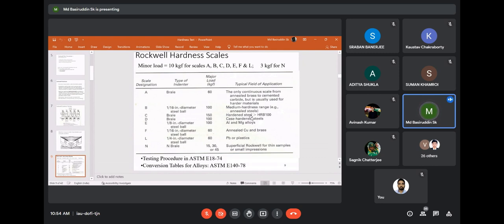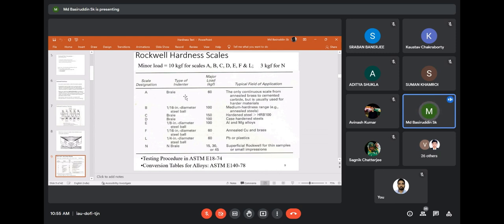But specifically for soft materials, you have to go for the Rockwell B scale. For whatever material you want to test on the B scale, keep in mind that the Rockwell B number generally varies from 0 to 100, that is RB 0 to RB 100. Whenever the RB number you get exceeds 100 or is less than 0, you cannot measure the hardness using the Rockwell B scale. Then you need to go for the Rockwell C, D, or even A scale.